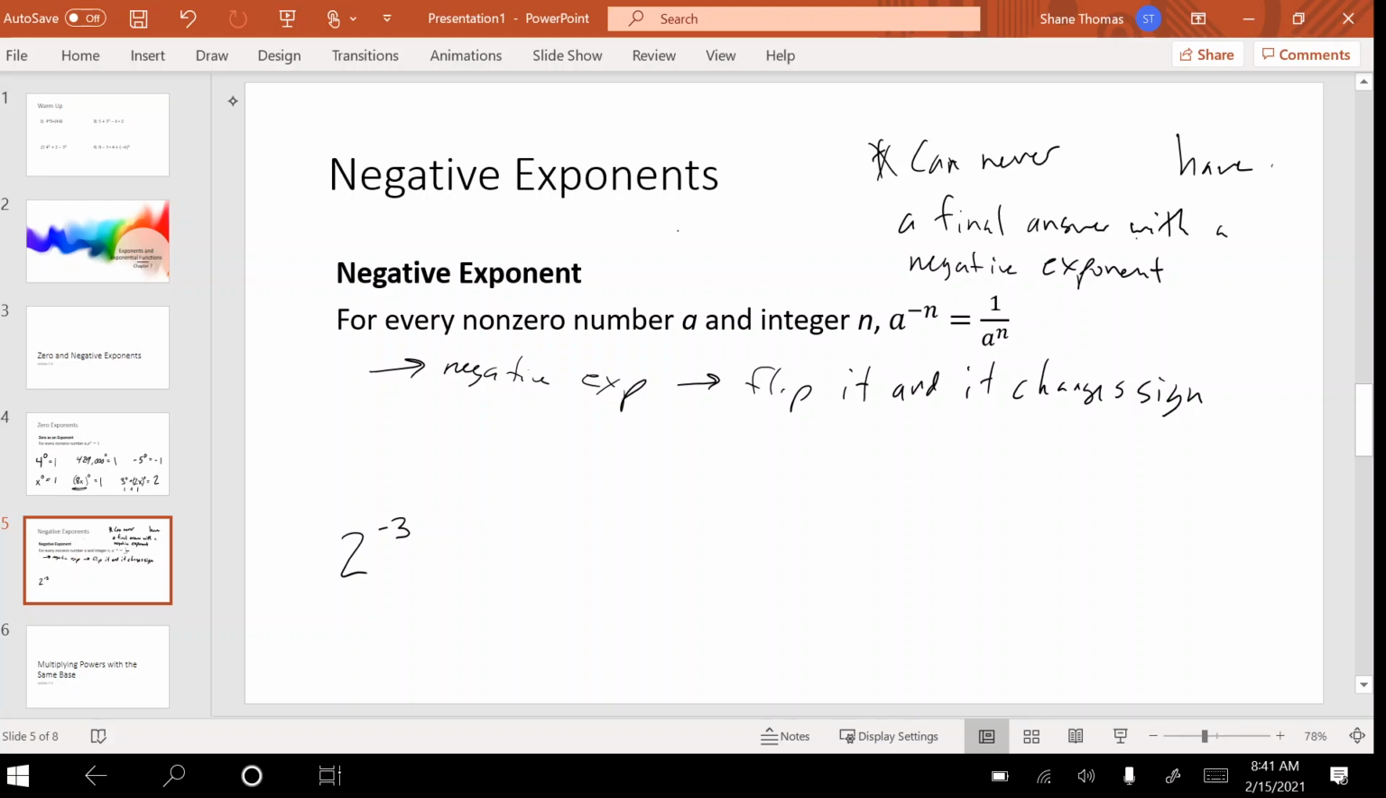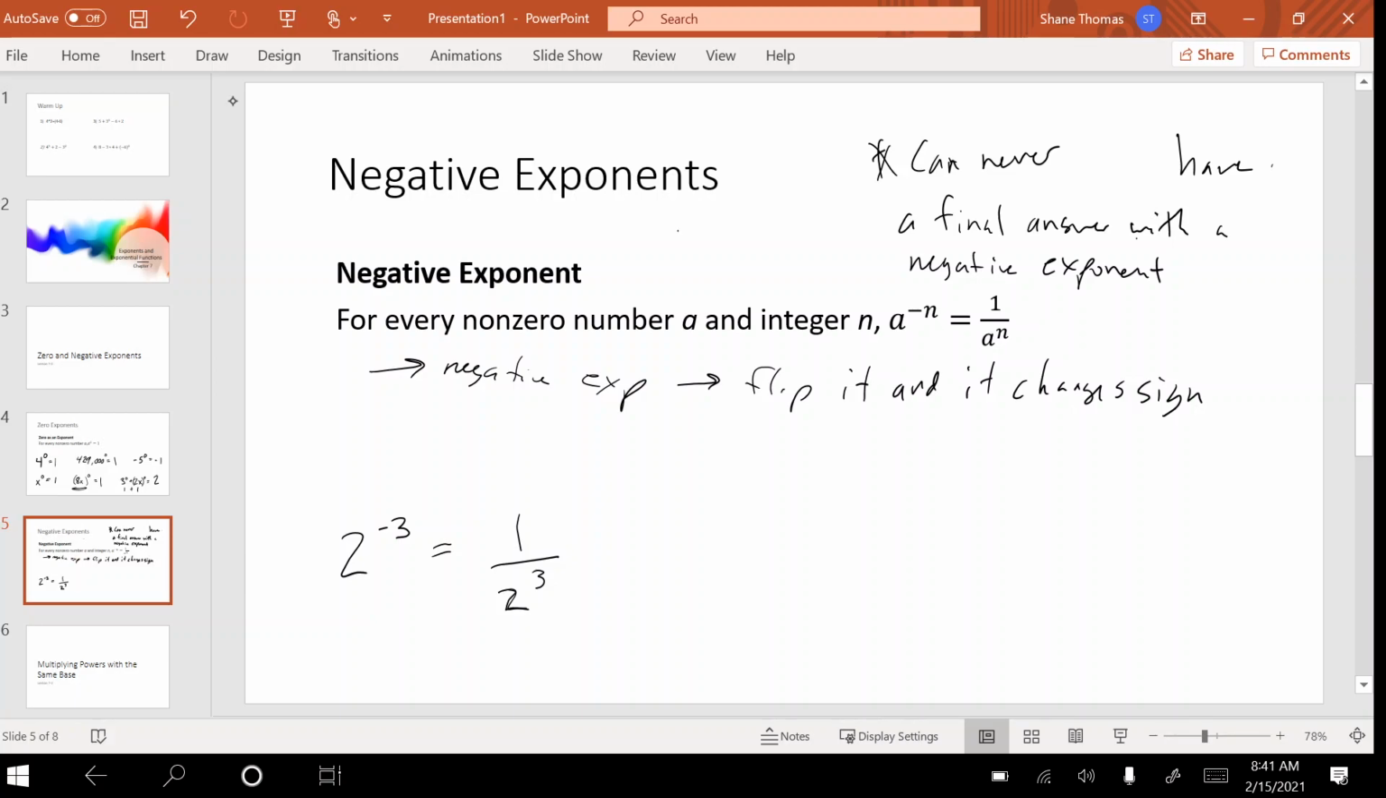Okay, so we can't have the negative exponent. So what we have to do, we have to get rid of the negative. To get rid of the negative, you flip it. So 2 to the negative third is going to be 1 over 2 to the third. All right? When you flip it, it makes that negative sign change.